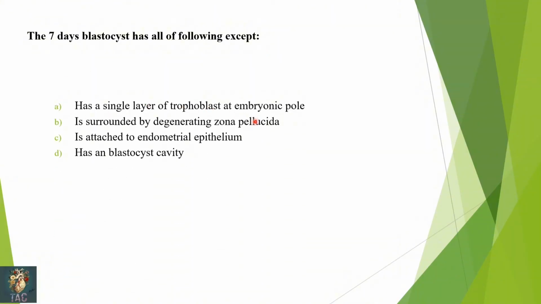Next MCQ is: the 7 days blastocyst has all of the following except: it has a single layer of the trophoblast at embryonic pole; it is surrounded by degenerating zona pellucida; it is attached to endometrial epithelium and has a blastocystic cavity.